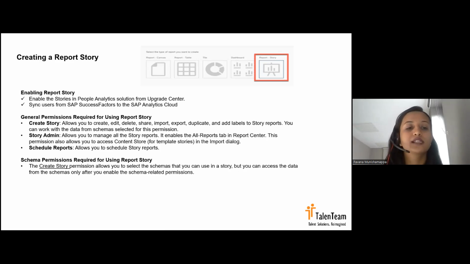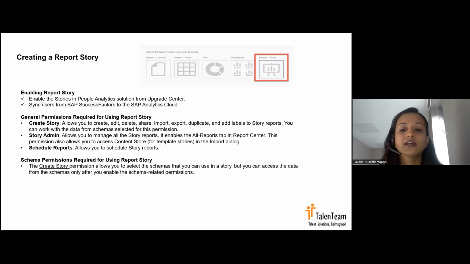And obviously as a story admin, you can manage all the reports within the stories. Not only the story reports, you can manage your content store, etc., like picking the standard reports from the system. Everything can be handled when you are a story admin. And then schedule report permission. For a user to schedule the report, you need to have permission to schedule the reports. Again, for which module information a person can pick, you need to have the schema permission, whether to select the schema or not.